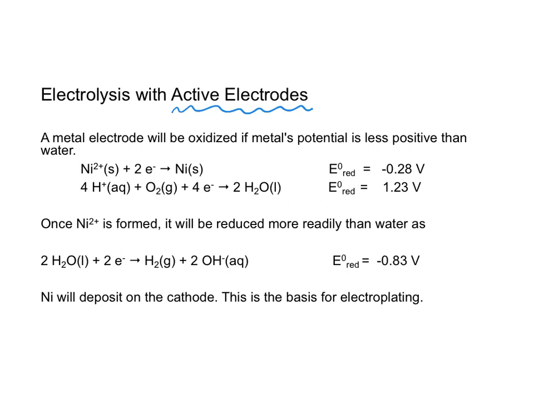A metal electrode will be oxidized if the potential is less positive. So here we have the oxygen reaction, and that's going to undergo the reduction. And as the line says above, this will undergo the oxidation. Once the nickel is formed by oxidation, it is reduced more readily than water, and there is the E cell reaction. And what will happen is the nickel will deposit on the cathode. I'm not going to go into more detail because I don't think they ever do. I just want you to be aware that it is a way to plate certain metals on substrates that are less expensive.